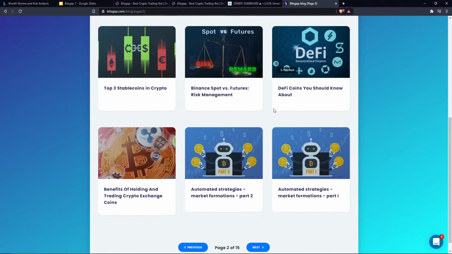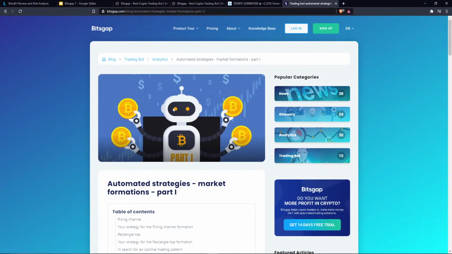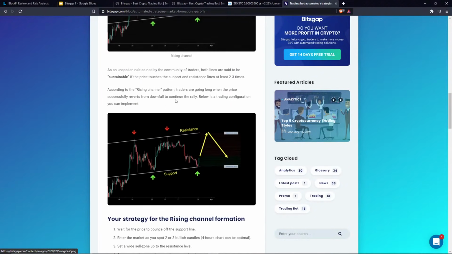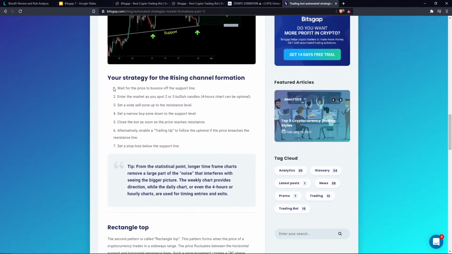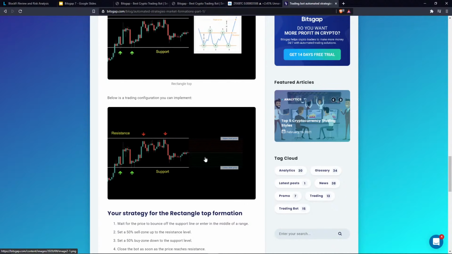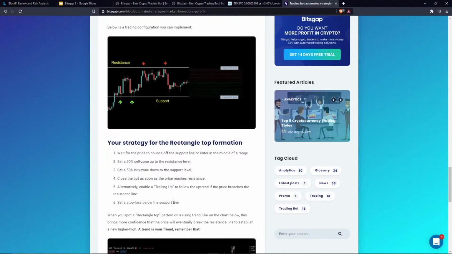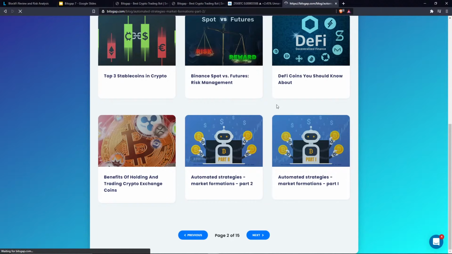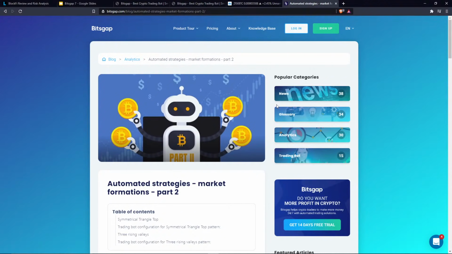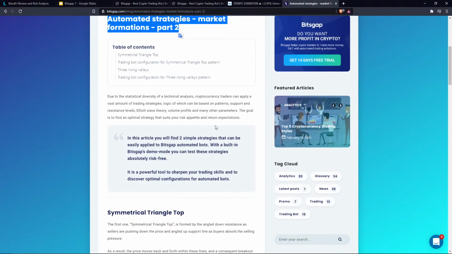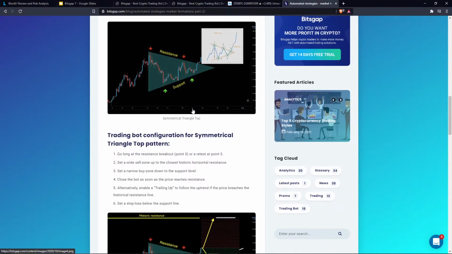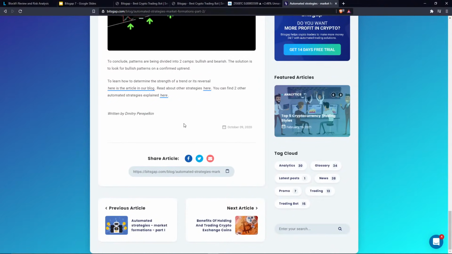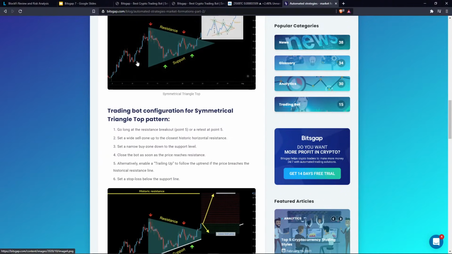For example, for automated bots, here we have 2 articles where you can just grab ready-made strategies based on pattern formations. You see the full explanation of where and how you should plot the trading range, where you should plot your stop loss, all that stuff. Just go to the blog and grab these ready-made strategies, if you lack experience in automated trading, or even if you are an experienced trader and you lack some trade ideas. I made these articles for you, guys. Just take it, use it, experiment, and find the best one for you.